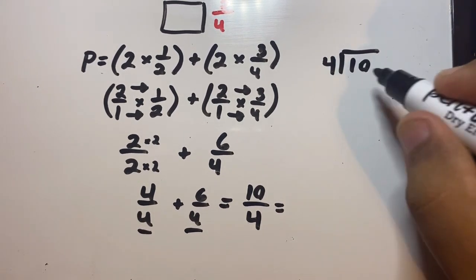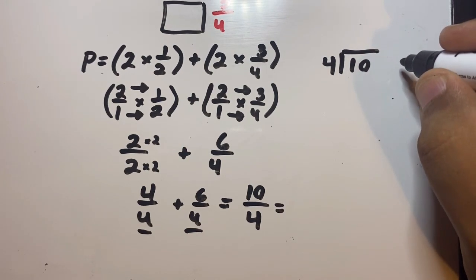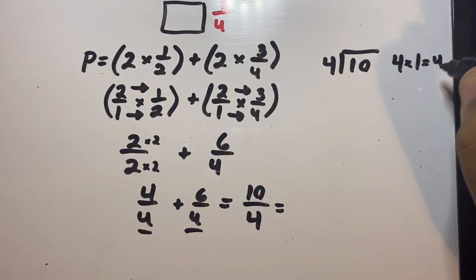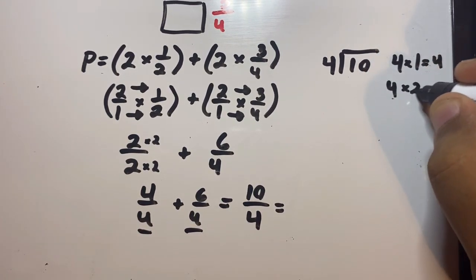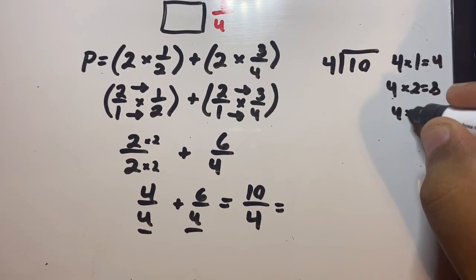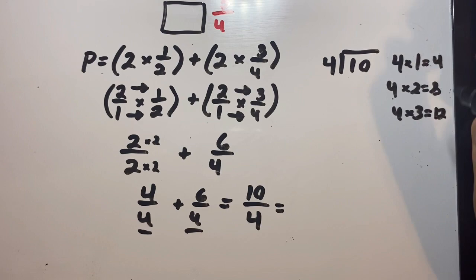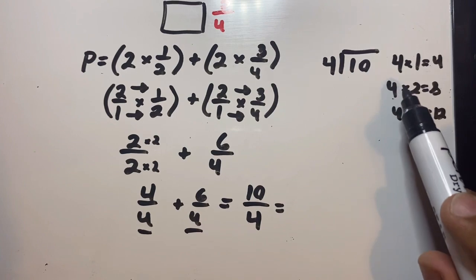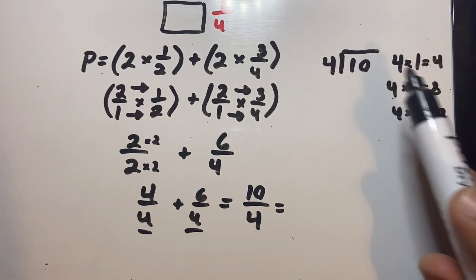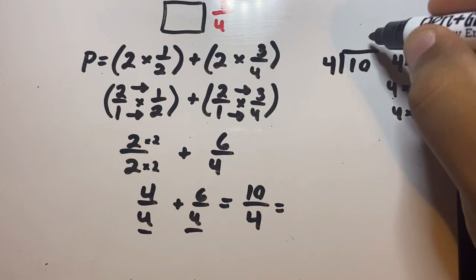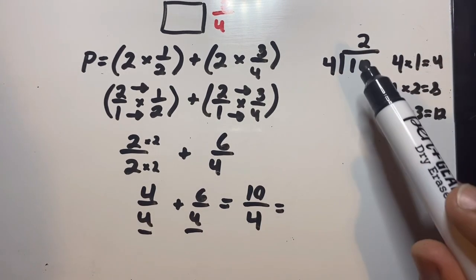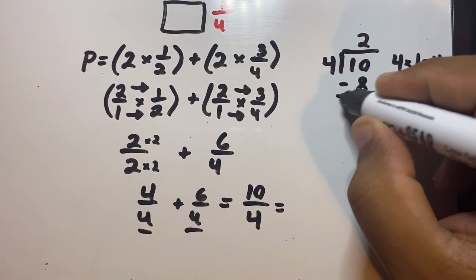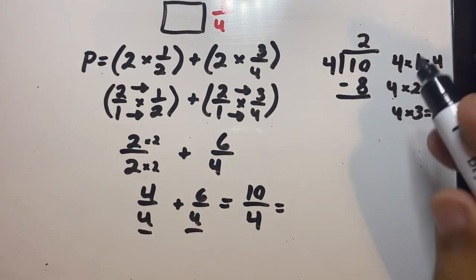We need to figure out how many times 4 goes inside 10. So if you know your multiplication tables, this should be easy. If not, I'll show you. 4 times 1, 4. 4 times 2, 8. And 4 times 3 is 12. So 12 is too big to fit inside 10, but we do know 8 is smaller than 10. So we know 4 can go inside 10 at least 2 times. So our 2 will go up here. So now we're going to do 2 times 4 equals 8, and we're going to subtract it. 10 minus 8 is 2.